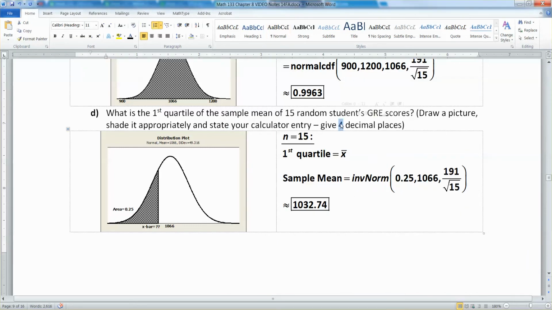And I shouldn't have said 4 decimal places here. I should say 2. We only need 2 decimal places because this is an actual value.